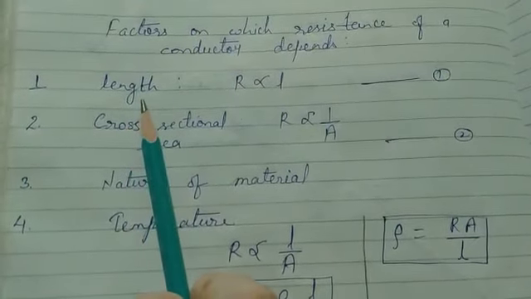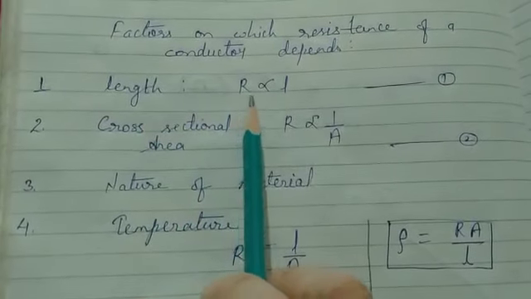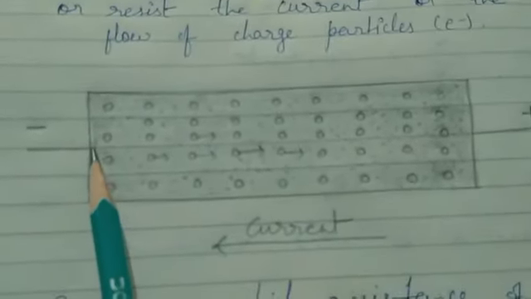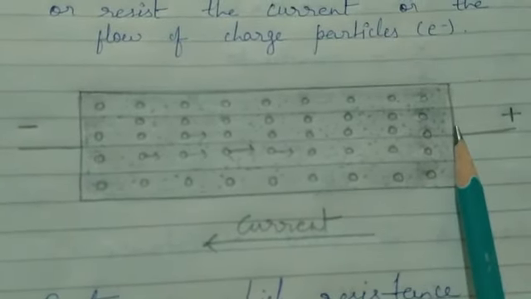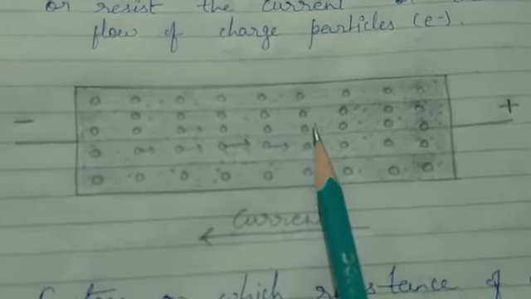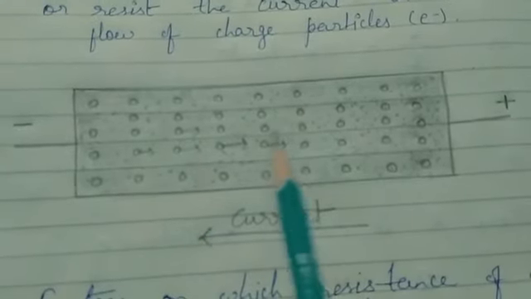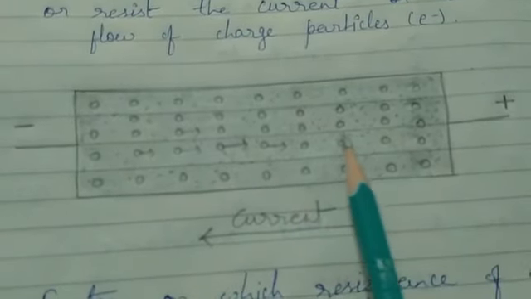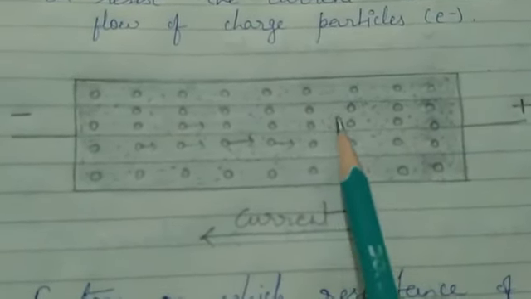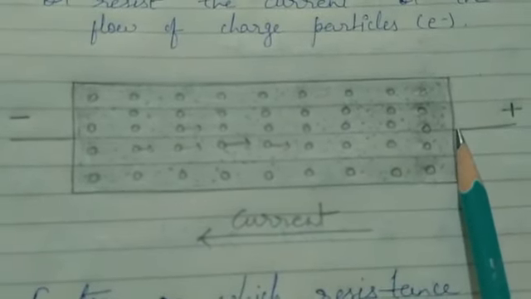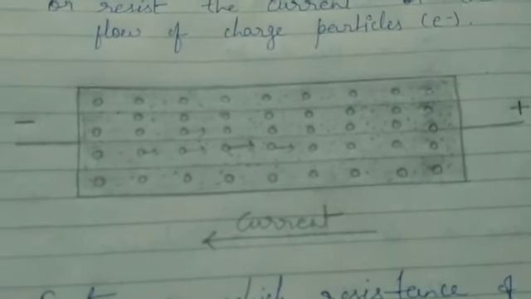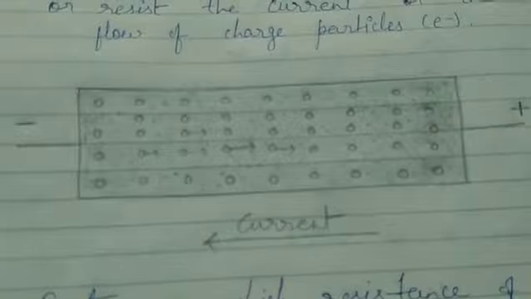So first of all, length. Resistance is directly proportional to the length of the conductor. From this diagram you can see, if an electron has to move from this terminal to this terminal, if the length is less, more charges will flow in a particular time interval, but if the length is more, they have to travel a very long path. In that path they will collide with so many particles, and that's why they lose more energy, and more resistance will be there. So when the length increases, the resistance also increases.